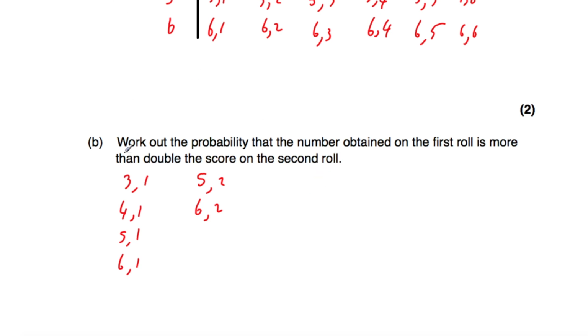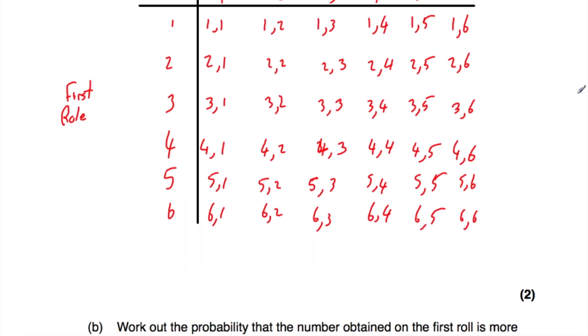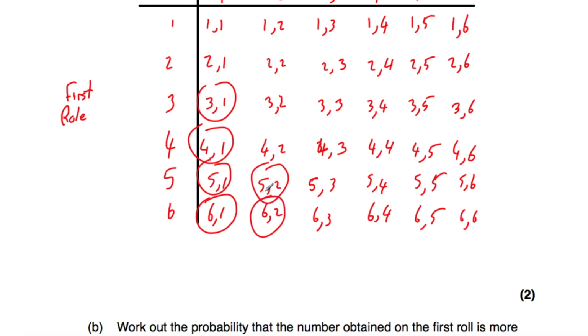So the possible outcomes will be a 3 and a 1, a 4 and a 1, a 5 and a 1, and a 6 and a 1. And in all these outcomes, the number in the first roll is more than double what we get in the second roll. Also a 5 and a 2 would work, and a 6 and a 2. They're all the possible outcomes that would work. So out of the 36 possible outcomes, 1, 2, 3, 4, 5, 6 of them would work.